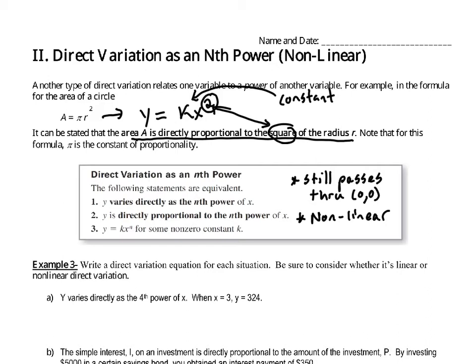So in the box, you're given some equivalent statements, and these statements are very important when you're given application problems, so you can determine whether it's direct variation or nonlinear direct variation. Remember, the key is that both of these variations, linear direct and nonlinear direct, still pass through (0, 0). The only difference is when you look at their graphs, one will be curved, one will be a straight line.